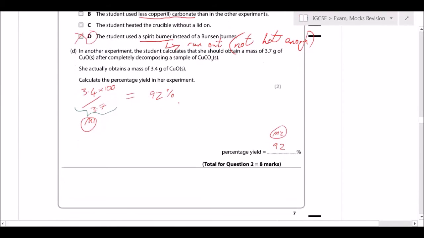Okay, so to calculate the percentage yield in her experiment, she had 3.4 grams, and she originally started with 3.7. So just like working out your score in a test, she got 3.4 out of 3.7. So the same way, I'm sure you all know how to work out your percentage in a test. That would have been 3.4 divided by 3.7 times 100 gives 92. 1 mark for the division and then 1 mark for the final answer.